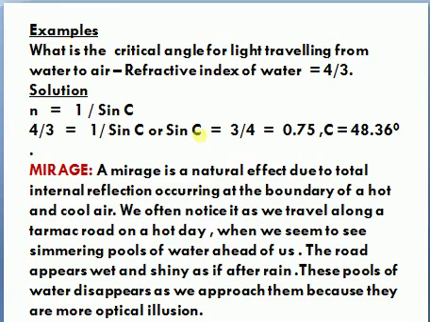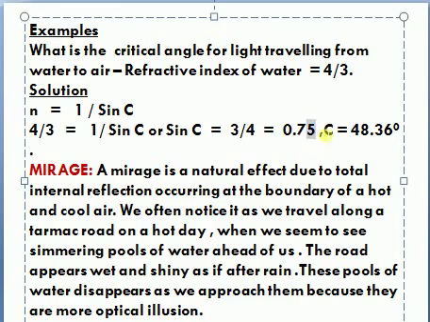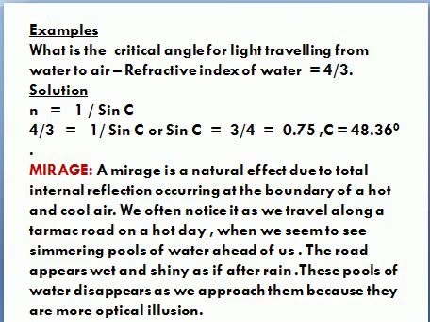4 over 3, which when you turn it upside down, sine C becomes 3 over 4. That is, sine C is 3 over 4, which is 0.75. Remember we are looking for C, not sine C. So what is C? C becomes the sine inverse of 0.75, and you do that with your calculator. The sine inverse of 0.75 will give you 48.36 degrees.